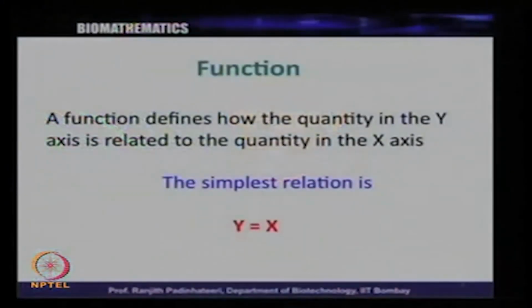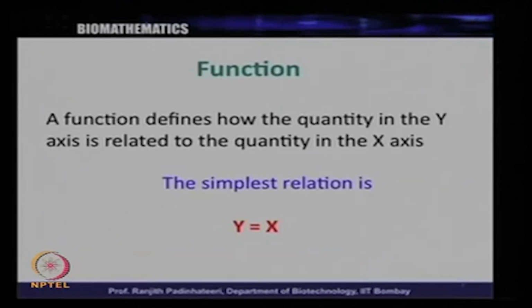So, what is the simplest relation that you can think of? The simplest relation is nothing but y is equal to x. If we define a function as how a quantity on the y axis is related to the quantity on the x axis, the simplest relation is basically y equal to x. Now, how do we plot this y equal to x as a graph?